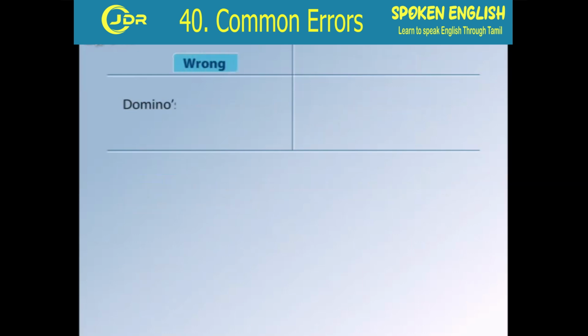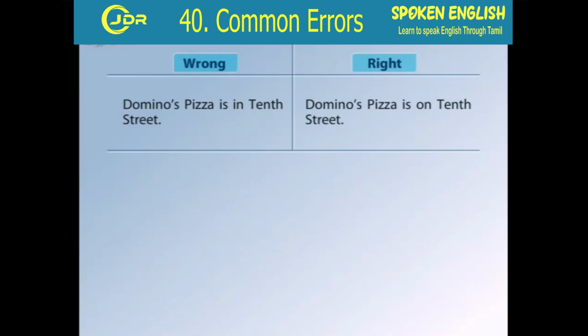Wrong. Domino's Pizza is in 10th Street. Right. Domino's Pizza is on 10th Street. Reason: before the name of a street, use on.